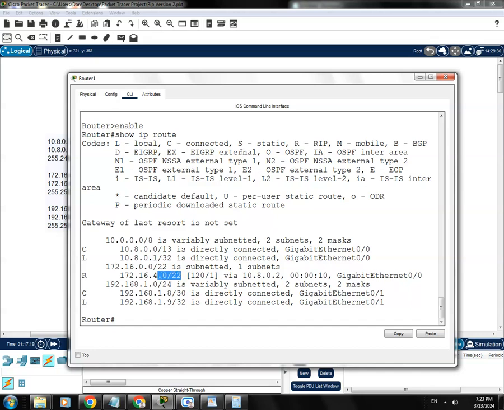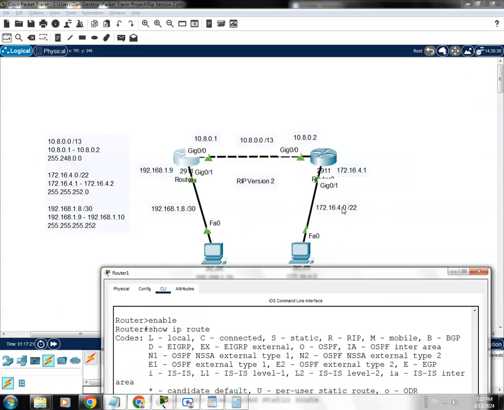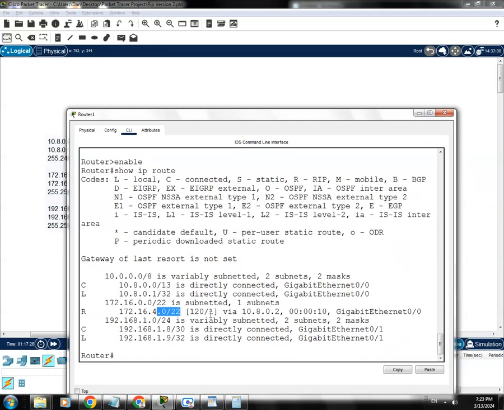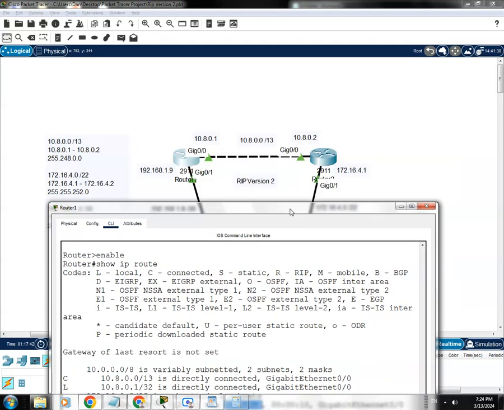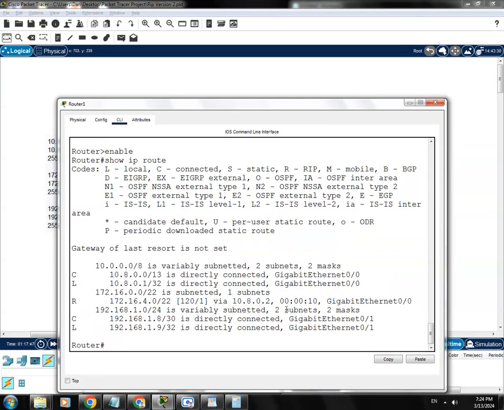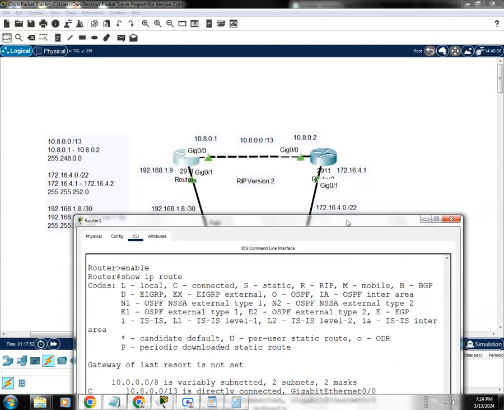Which is 172.16.4.0, this is the network. You see, 172.16.4.0/22, and 120 is the administrative distance, and one means one hop away. Via is the next IP address, the next hop, which is the next router, 10.8.0.2, and gigabit Ethernet 0/0.